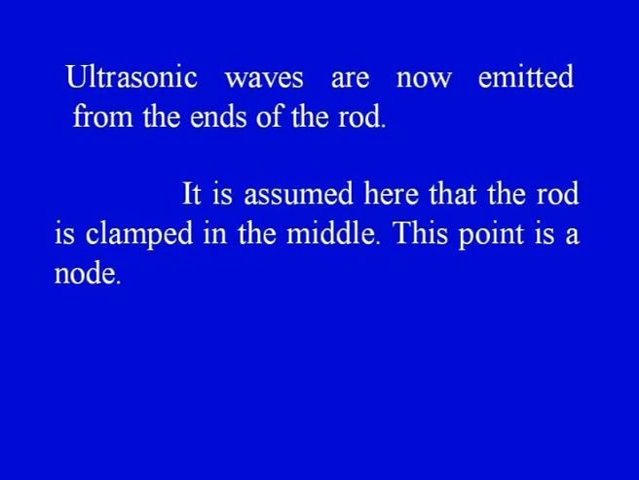Here Y is the Young's modulus for the rod material, rho is the density, L is the length of the rod. So, when the amplitude becomes pretty large, ultrasonic waves are now emitted from the ends of the rod. It is assumed here that the rod is clamped in the middle. This point is a node, the free ends are the antinodes.